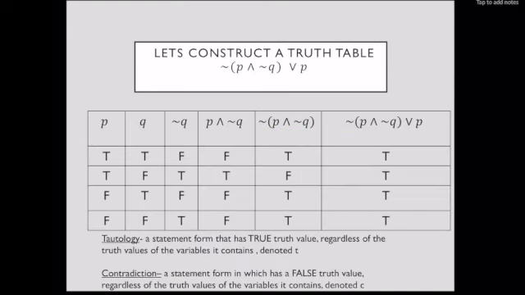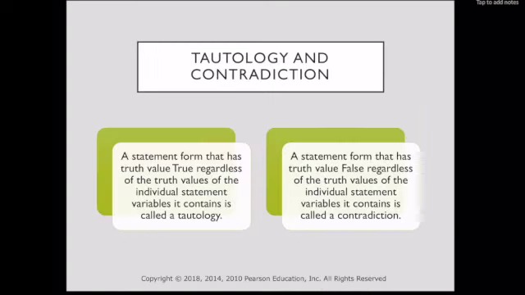Let me say that again. Tautology. A tautology is a statement form that always has a true truth value regardless of the variables before it, and we denote it with a T. A contradiction is kind of the opposite of a tautology, right? A contradiction would be a statement form that has all false truth values, and we would denote that with a C for contradiction. Here's the formal statement definitions for tautology and contradiction.